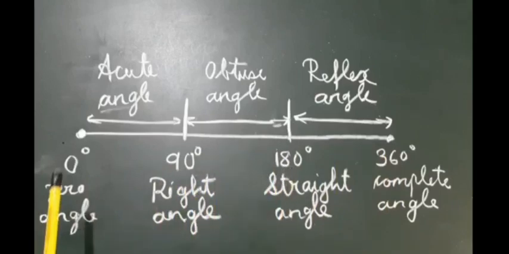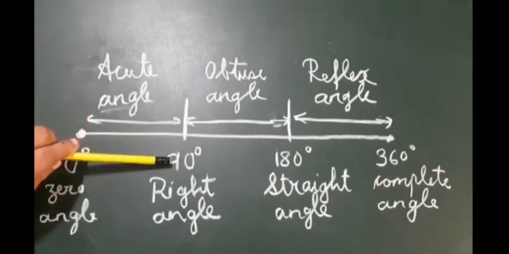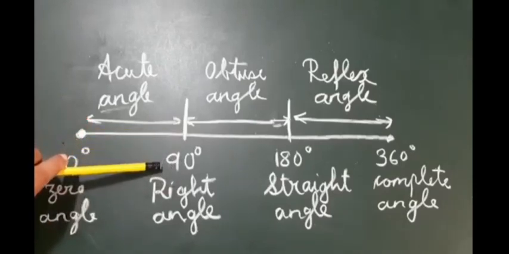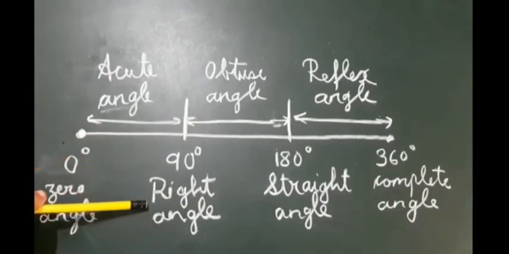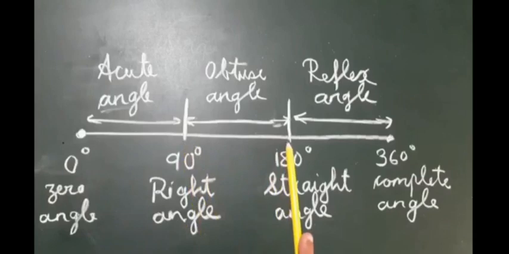Now suppose the train has started, it is here. At which angle is it? 0 degree, and that angle is called a zero angle. Now it will move further and reach 90 degree. That is the second station, and 90 degree means it is a right angle. The name of the station is right angle. In mathematics, 90 degree means right angle. Now it will move further and stop at the 180 degree station, and the station's name is straight angle.